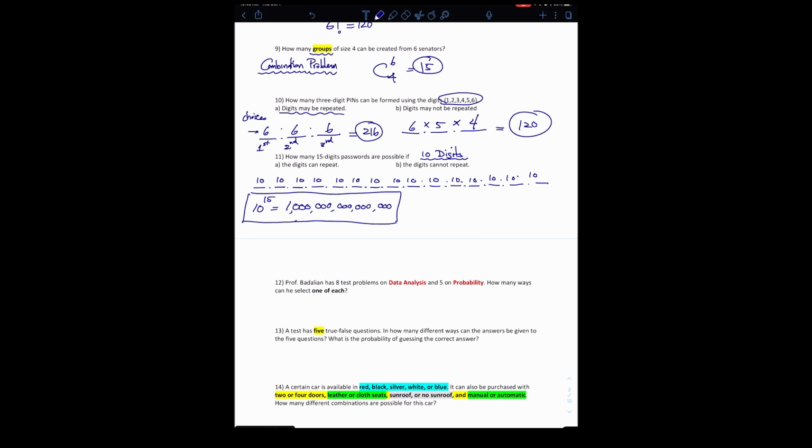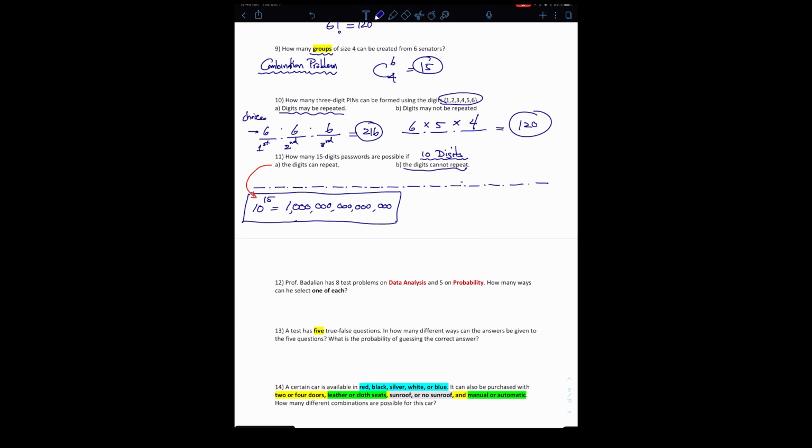Now the second one says they cannot repeat. Now I'm going to use the same picture because I don't want to draw all this stuff again. So I'm just going to use the same picture for that concept. Remember, we already have the answer for part A. So part A, that's the answer. Now I'm going to do part B. It says this time the digits cannot repeat.